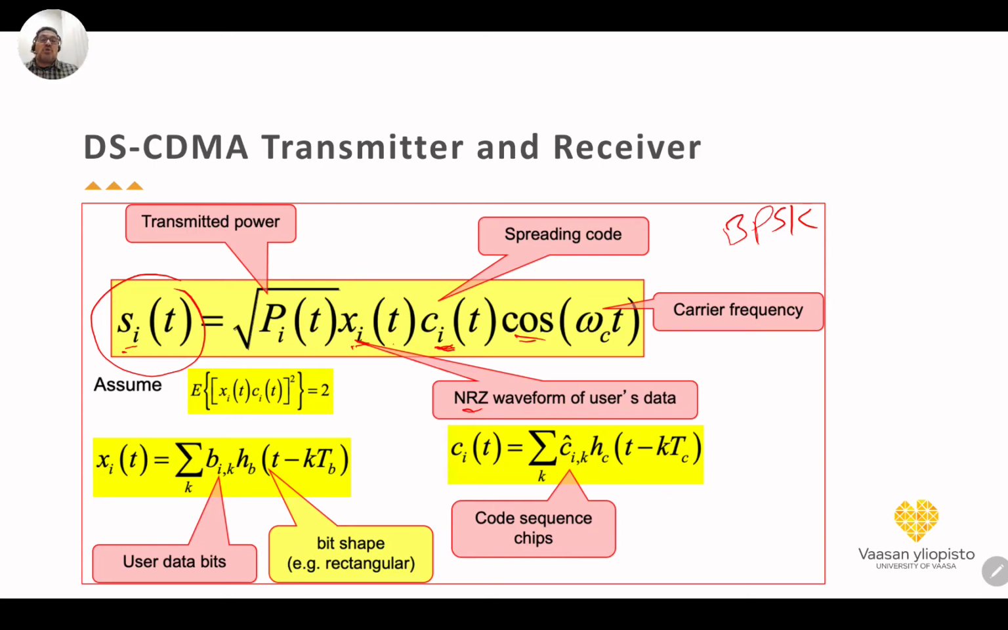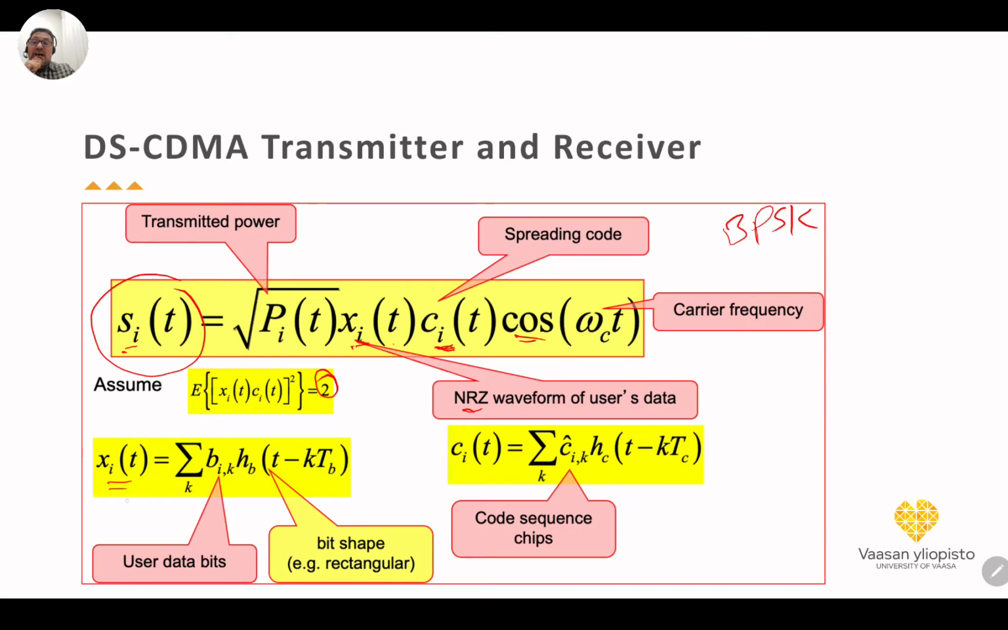Of course, we can also use higher modulation levels like M-ary, and in that case we will need to use the in-phase and quadrature-phase components, cosine and sine, but this is not the subject now. And the expected value, or the average, of xi times ci squared, we assume equal to 2, to keep Pi of t as the normalized power.